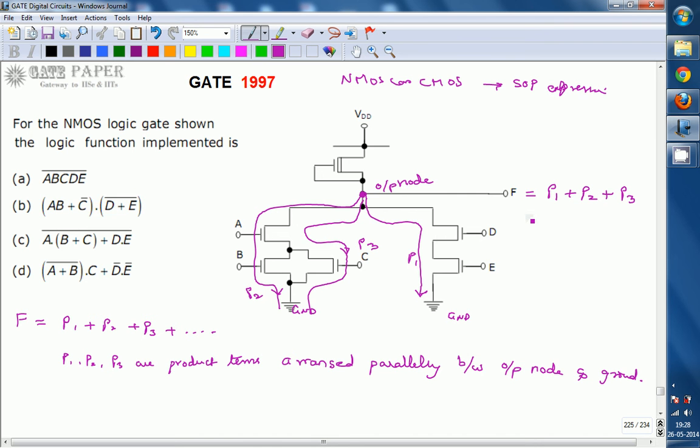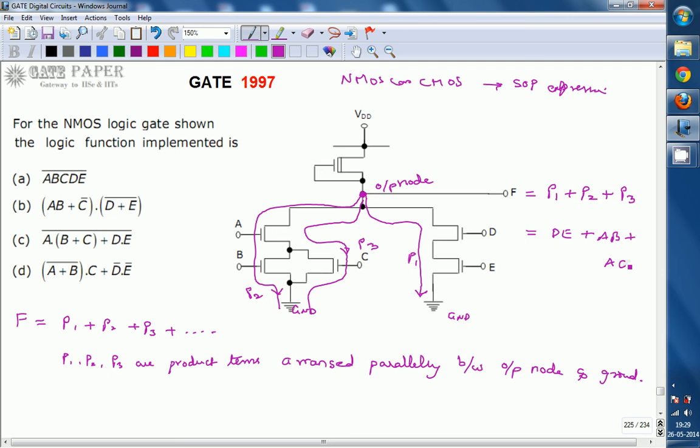So P1 can be written as DE. P2 is nothing but this parallel branch, in which A and B are the inputs, so it is AB. And P3 is the branch going through A and C. This P3 branch consists of an A transistor and a C transistor, so that is going to be treated as AC.